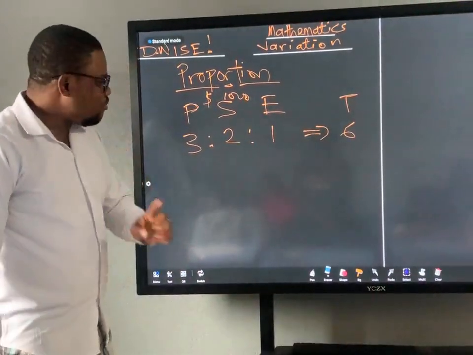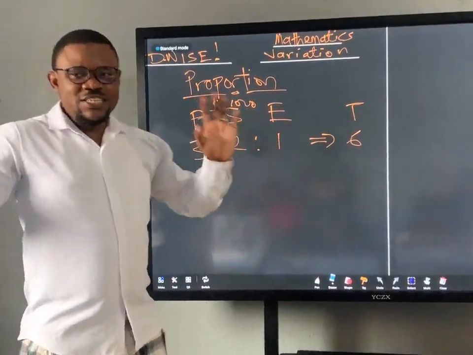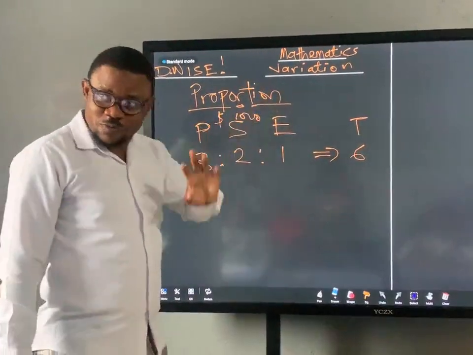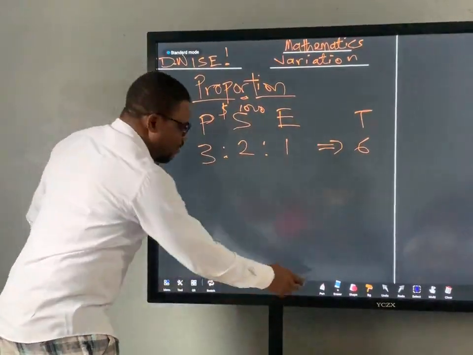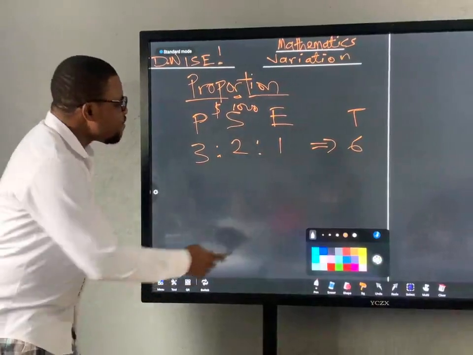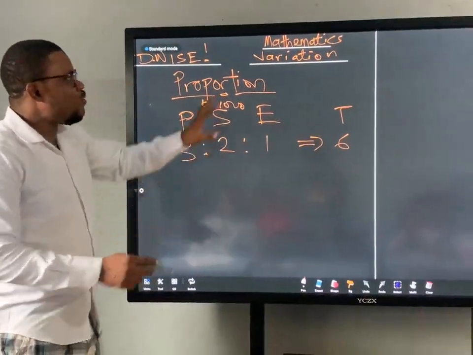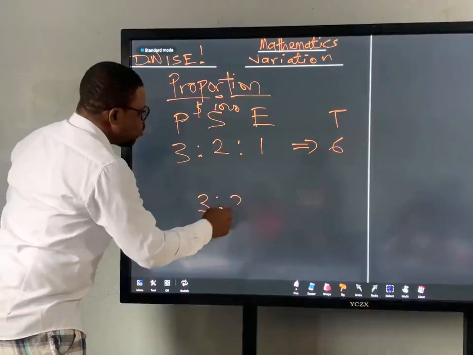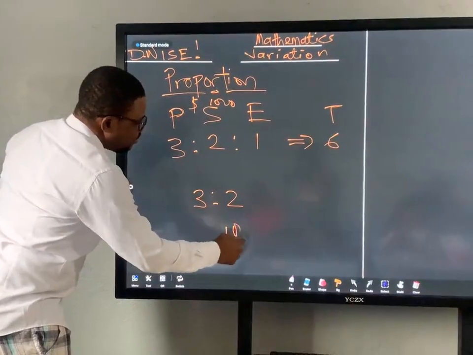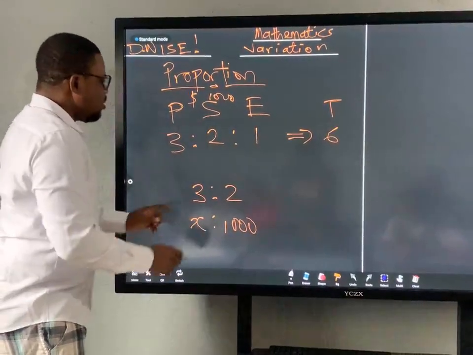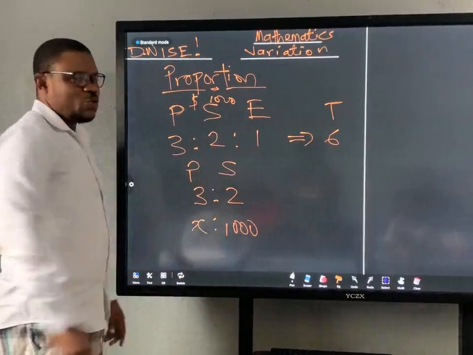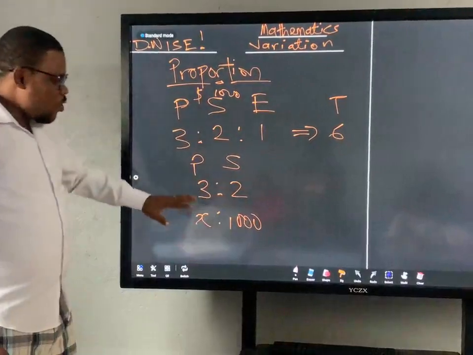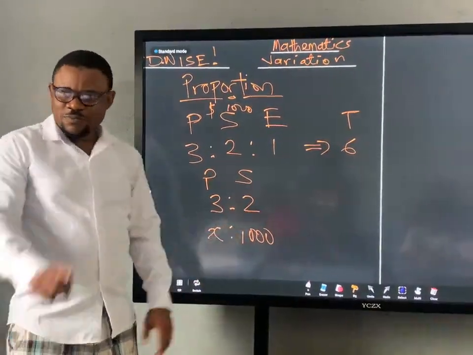I want to show you one thing before we leave here. This is mostly what we're going to apply when we start doing variation. Variation is where we are going. If I have to show you for variation, I'll have 3 is to 2, and x is to 1,000. This is Philip, and this is Surulere. Are you getting it?